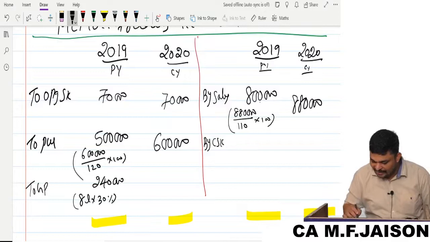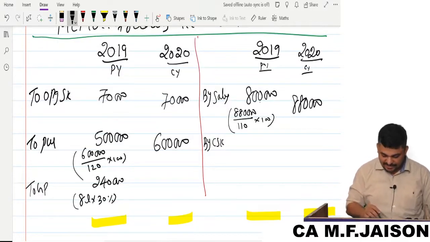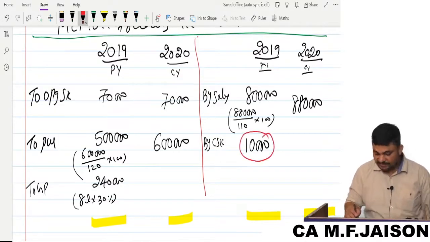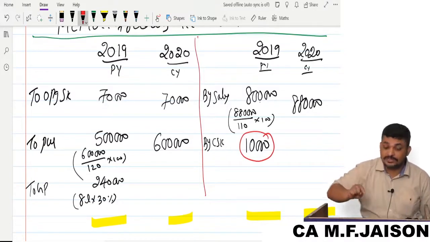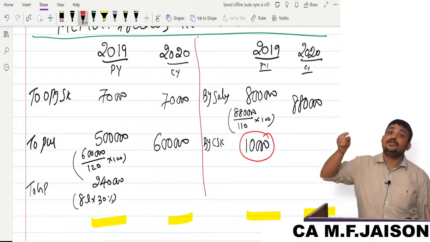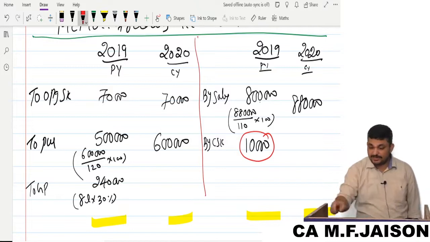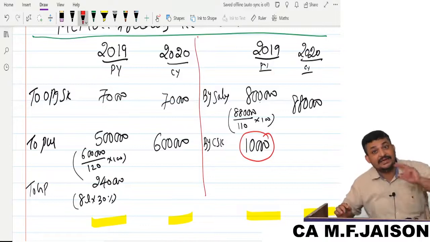Here I am going to arrive at closing stock as the balancing figure. So if I take closing stock as the balancing figure: 5 lakh plus 2 lakh 40, 7 lakh 40, plus 70,000, 8 lakh 10, minus 8 lakhs. It is 10,000. This 10,000 is the balancing figure. First you should understand that this closing stock is the closing stock of 2020 at 19 price. This is actually not the closing stock of 19.